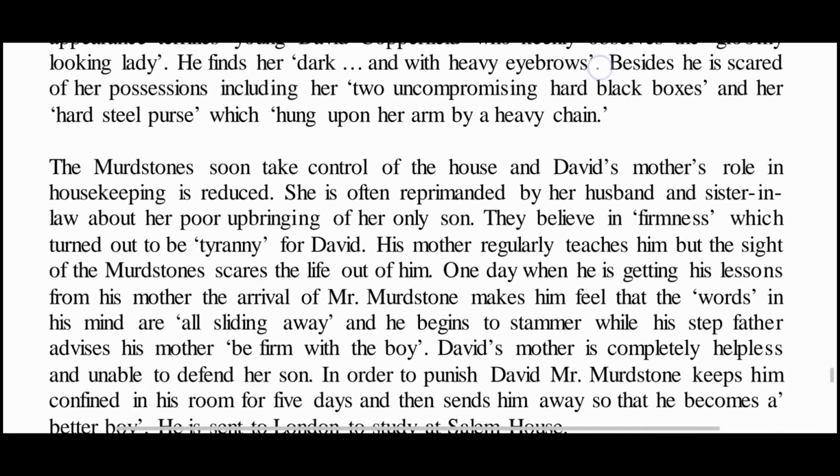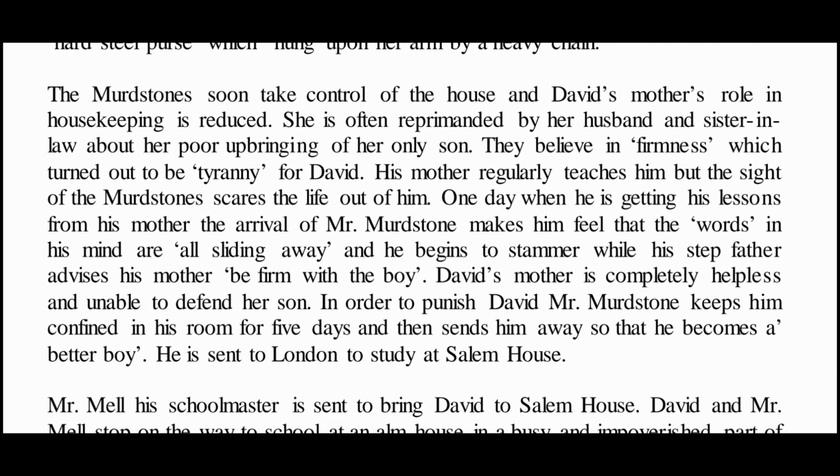The Murdstones soon take control of the house, and David's mother's role in housekeeping is reduced. She is often reprimanded by her husband and sister-in-law about her poor upbringing of her only son. They believe in firmness, which turned out to be tyranny for David. His mother regularly teaches him, but the sight of the Murdstones scares the life out of him.